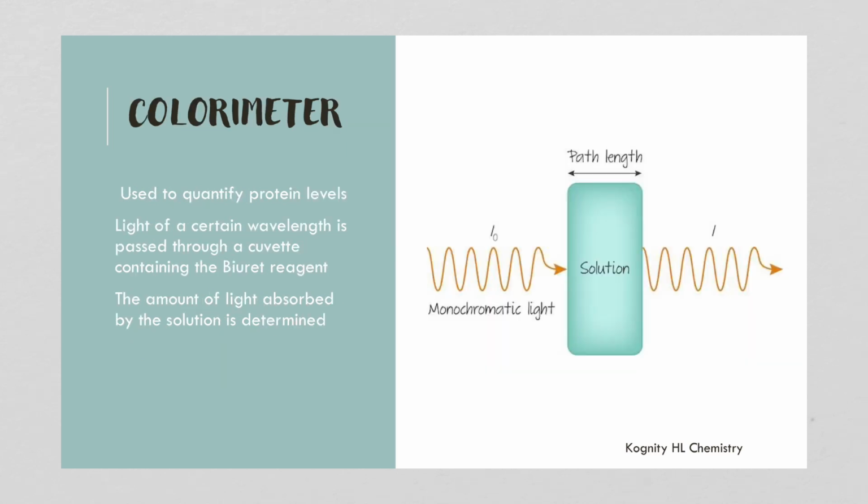We can use a colorimeter to quantify how much protein is in the sample. Light of a certain wavelength will be passed through a cuvette that contains the biuret reagent, and the amount of light that's absorbed by the solution will be determined. So you send in light of a certain wavelength, it goes through the solution, and then you can measure how much was absorbed as it went through the solution.